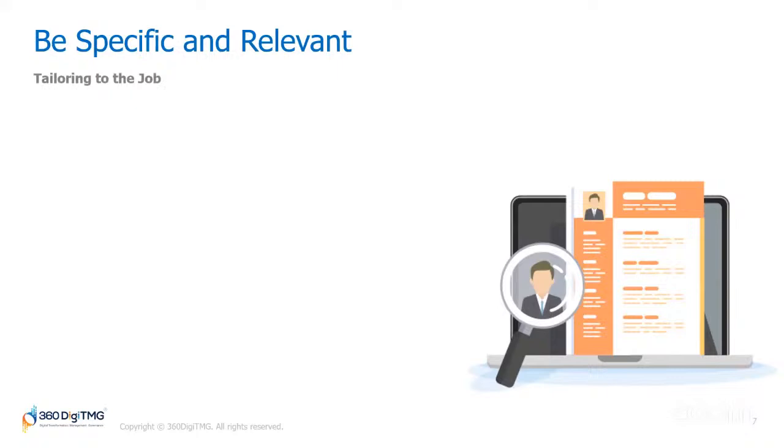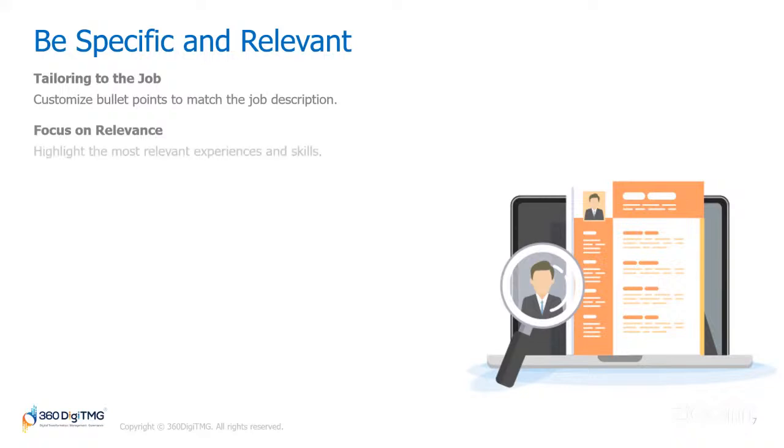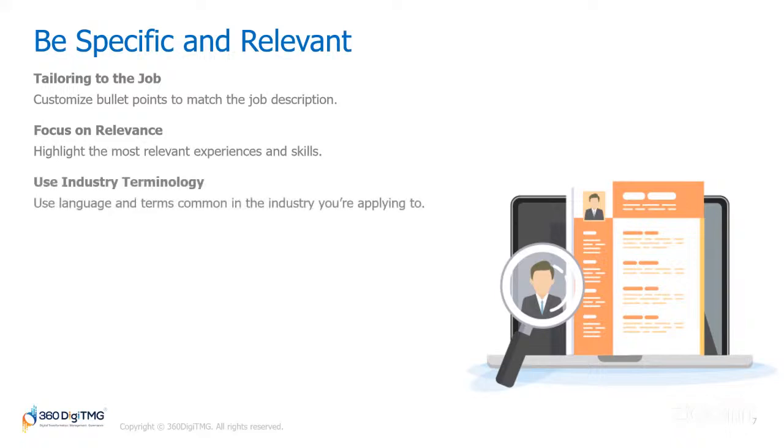Now, be specific and relevant. Talking about tailoring to the job, customize bullet points to match your job description. You need to focus on relevance. Make sure you highlight the most recent experiences and skills. Use industry terminology. Use language and terms common in the industry you're applying to.